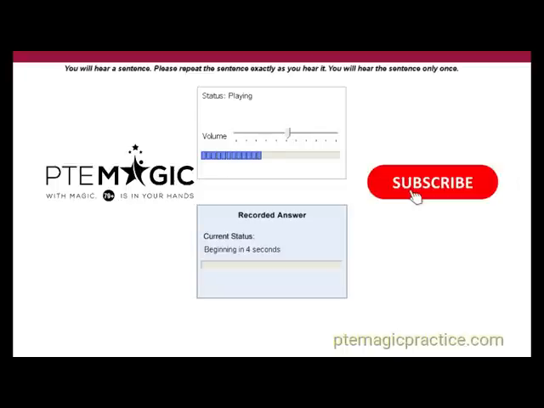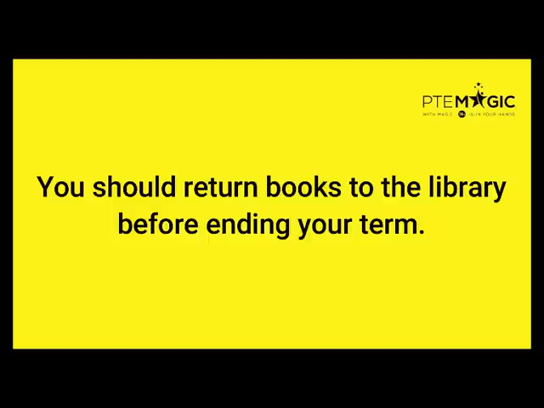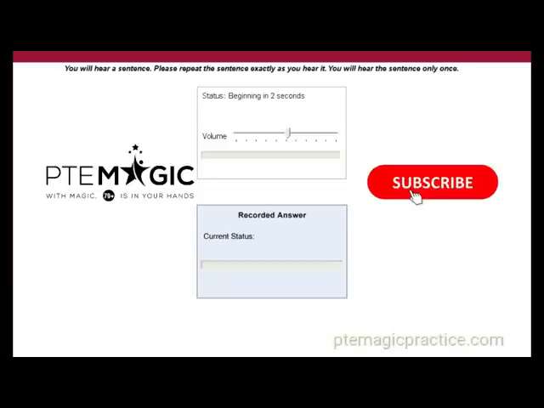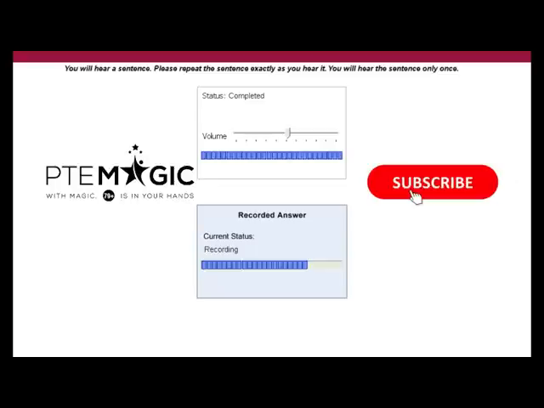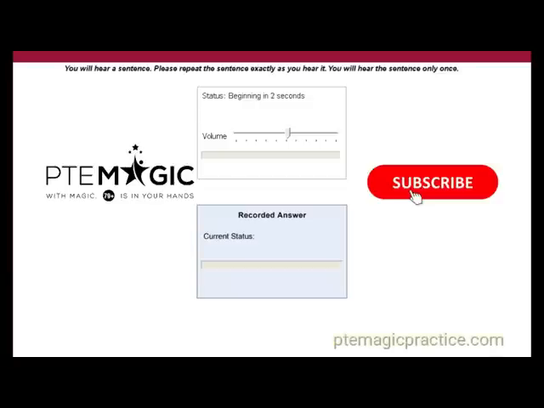You should return books to the library before ending your term. The tutorial rooms are located along the left-hand side. The English expression is just a way of saying that age is not important.